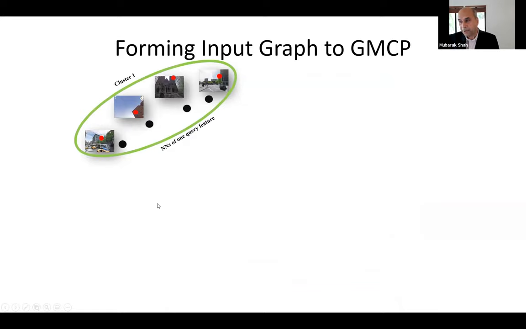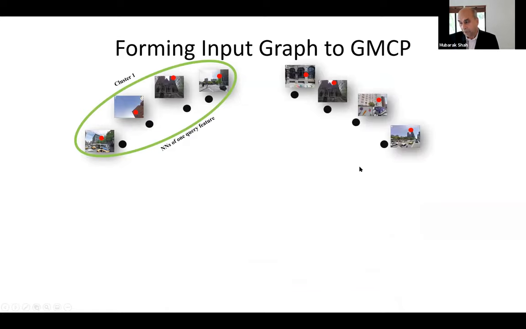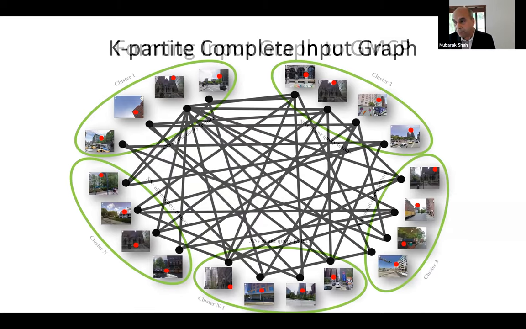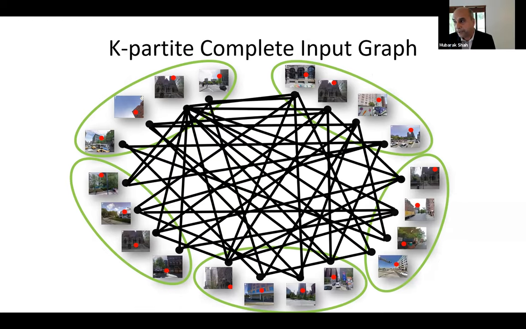So this becomes a cluster. And then for the second mission point, we have these nearest neighbors, and so on. So now we want to select the consistent set of nearest neighbors, looking at all these points, okay? So what we do, we build this K-partite complete graph. We connect every point with all other points.